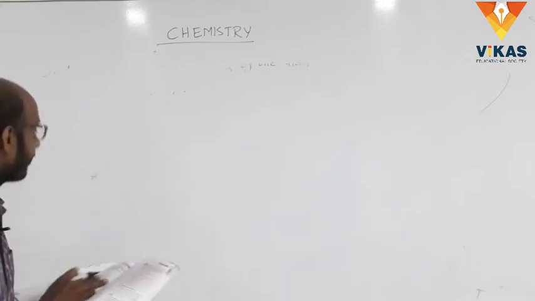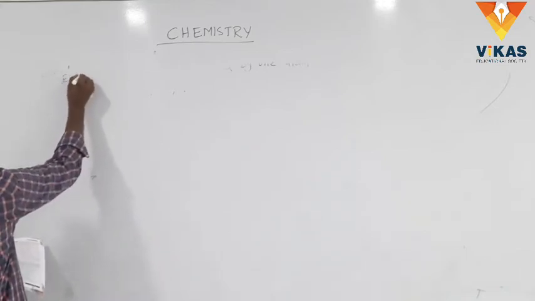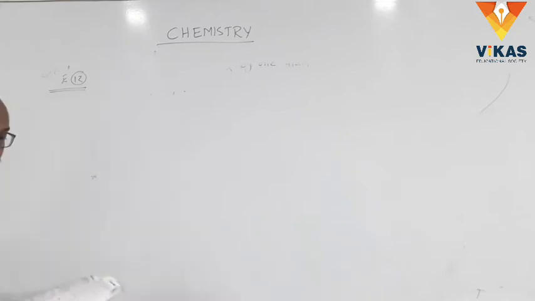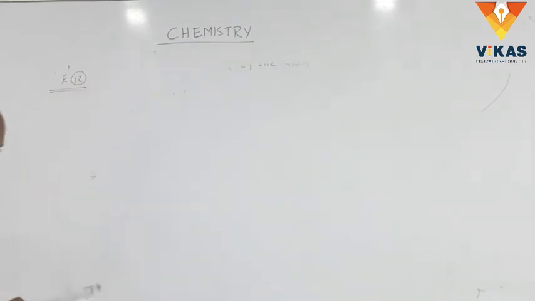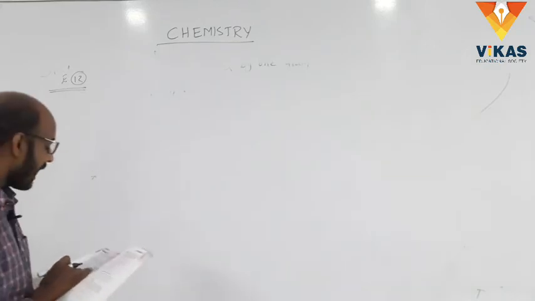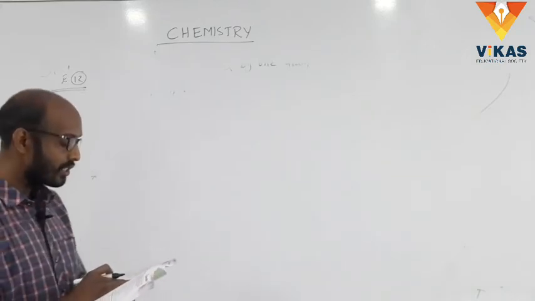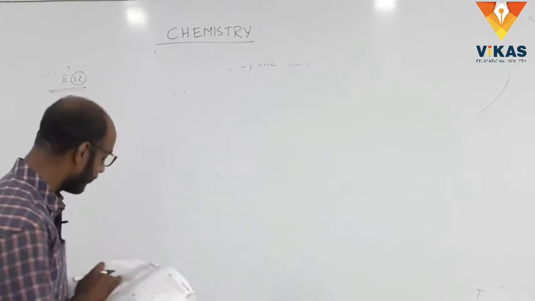Okay, next one, example 12. Helium diffuses 4 times faster than an unknown gas under similar conditions. Find the vapor density of the unknown gas.